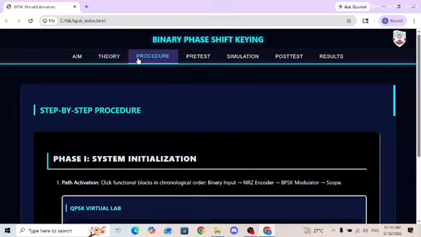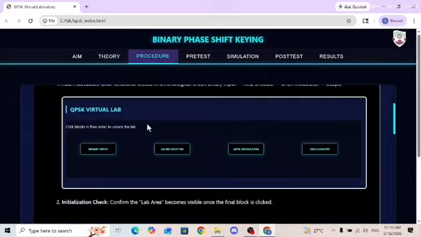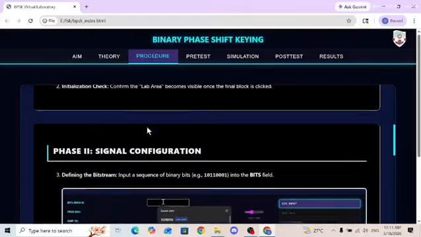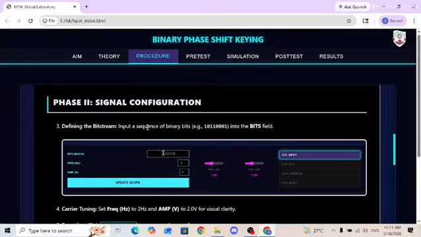Now let us look at the procedure. First, we activate the system by clicking the blocks in sequence. Start with binary input, then NRZ encoder, followed by the BPSK modulator, and finally the oscilloscope. Once all the blocks are activated, the lab interface will be unlocked. After unlocking the lab interface, you can enter the inputs.